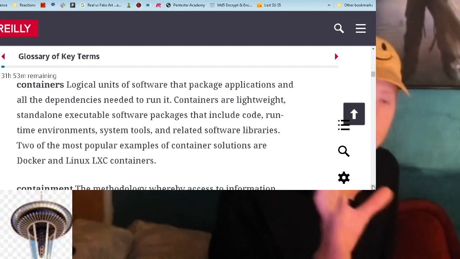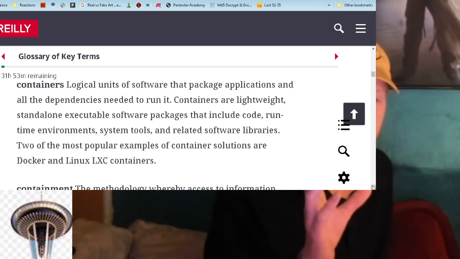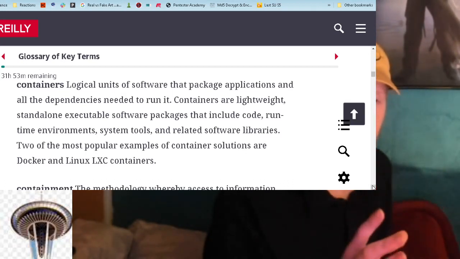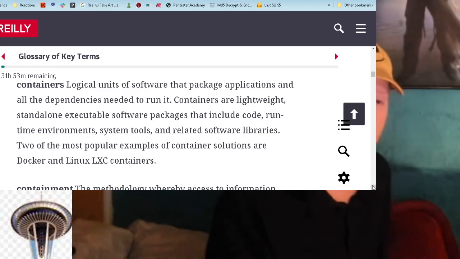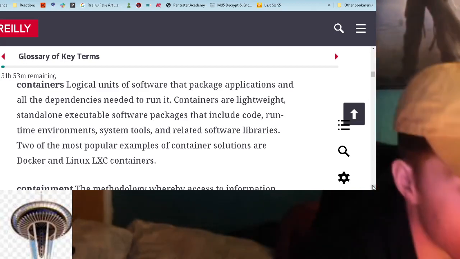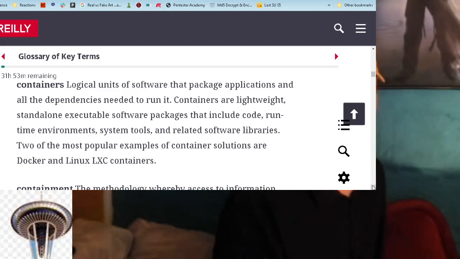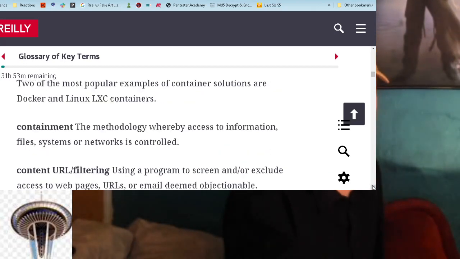Containers are logical units of software. So it's whatever you want to think of it. And all the dependencies needed to run it. Containers are lightweight, standalone, executable software packages that include code, runtime environments, system tools, and related software libraries. Two of the most popular examples of container solutions are Docker and Linux LXC containers.